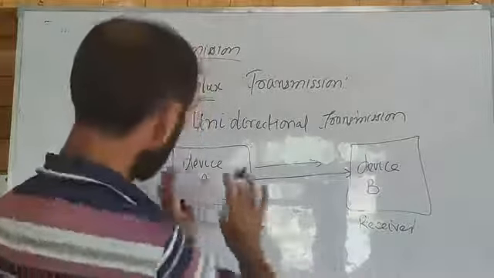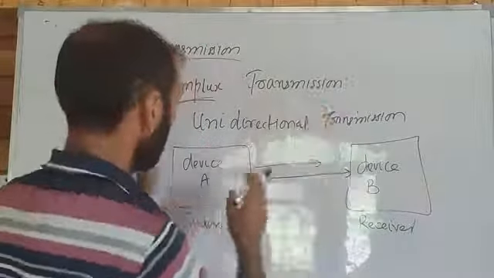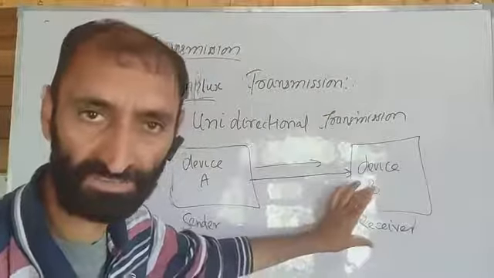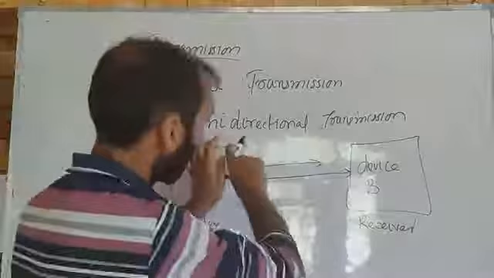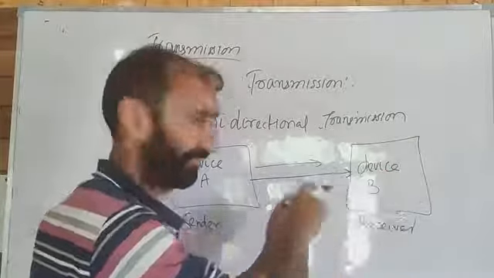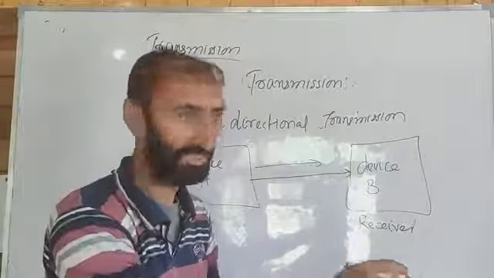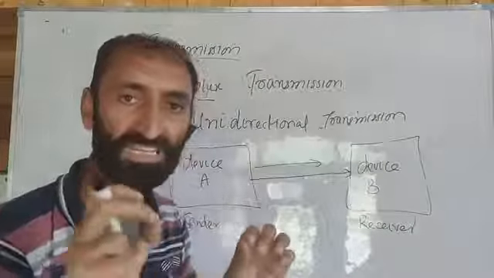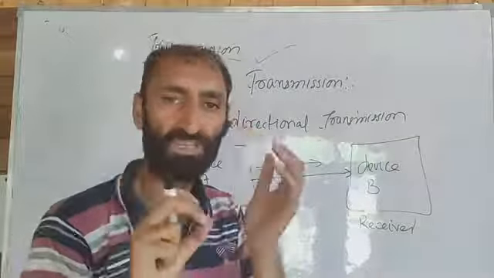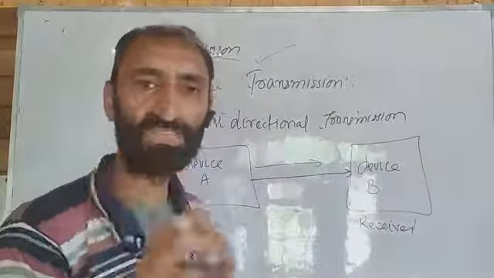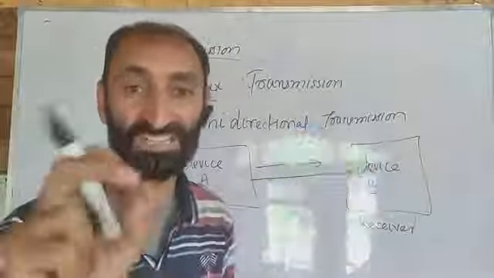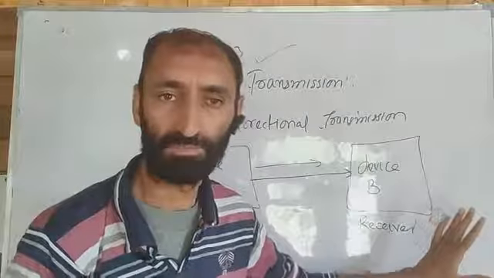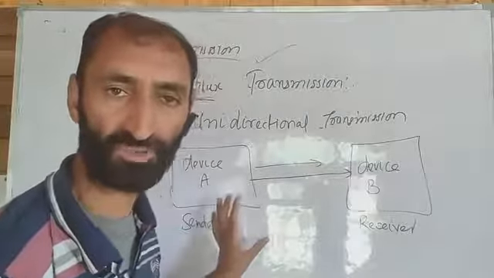In short, in simplex data transmission, the data can be transmitted only from sender to the receiver. That is, it is unidirectional, only from one direction. Sender to receiver. This type of data transmission is easy to install. It is basically inexpensive, the cost is low, in unidirectional simplex transmission.